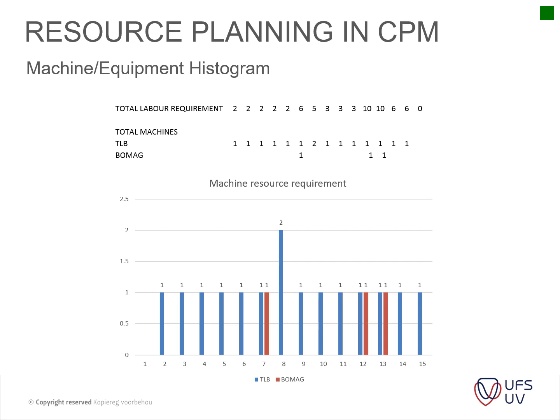You need 1 BOMAG and 1 TLB. On this particular day you need 2 TLBs, and this is basically what the exercise shows: you don't have 2 TLBs to use, and you don't have money to get a new one, so you have to do a bit of resource leveling, and this is where you cut off your resources.